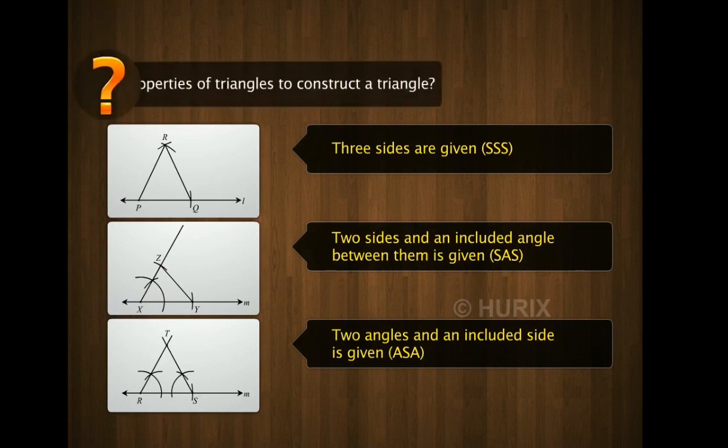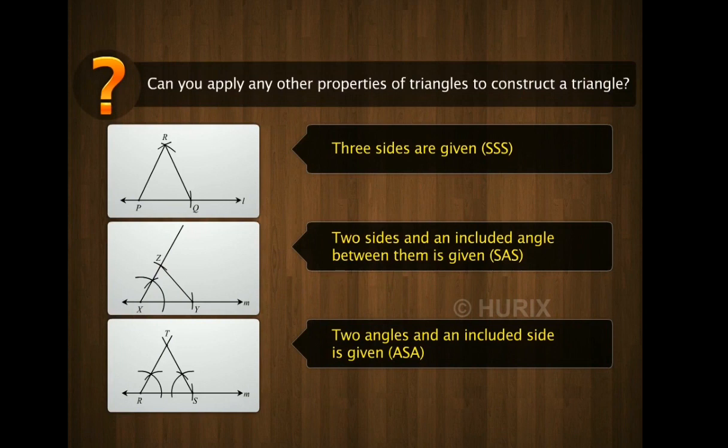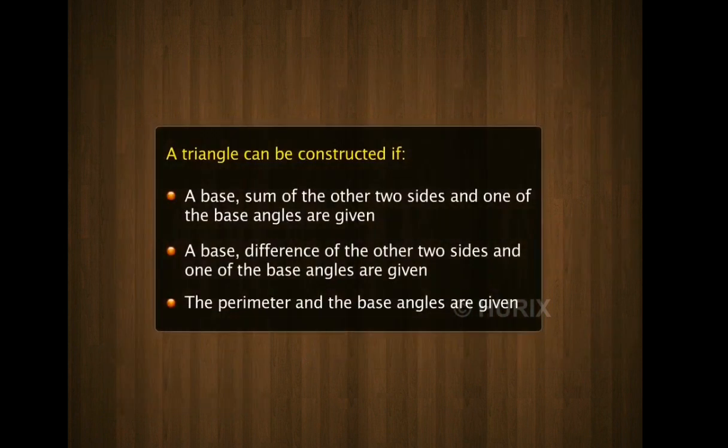Other than these parameters, can you apply any other properties of a triangle to construct a triangle? Yes, you can. You can use inequality relations and perimeter of the triangle while constructing a triangle. It is possible to draw a triangle if the base, sum of the other two sides, and one of the base angles are given. Or the base, difference of the other two sides, and one of the base angles are given. Or the perimeter and base angles are given. Let's see how to construct triangles using these criteria here.